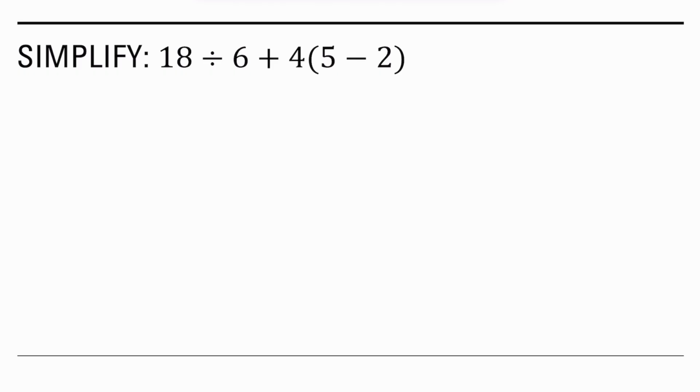So now we've got 18 divided by 6 plus 4 times 5 minus 2. And so I won't rewrite this one, but I will write an equal sign underneath. And so the first thing we want to look for is, are there any brackets? Well, there are in this one, so we want to simplify the brackets first. And so we'll rewrite the rest of the expression. And 5 minus 2 will be 3.